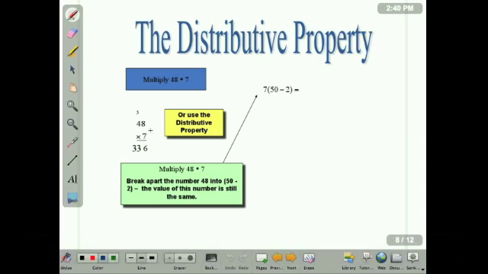Okay, once again, I can multiply 48 times 7, or an easier way to do it is to say 7 times 50 and subtract 2 sevens from that. 50 minus 2 is 48, so I haven't really changed anything. I'm just using my distributive property to make the numbers a little more accessible. 7 times 50 is 350. 7 times 2 is 14. 350 minus 14 is 336.